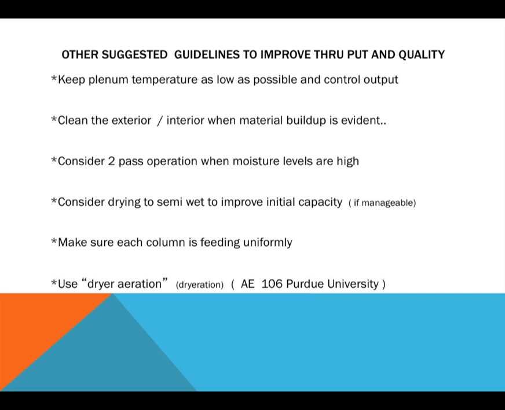Make sure each column is feeding uniformly. Use dry aeration. I put up here AE 106 Purdue University, Midwest Planning Service. You go there, you can get their bulletin on dry aeration, where you actually run the corn out of the dryer as hot as possible. If you can run full heat, put it into a bin with air on it.